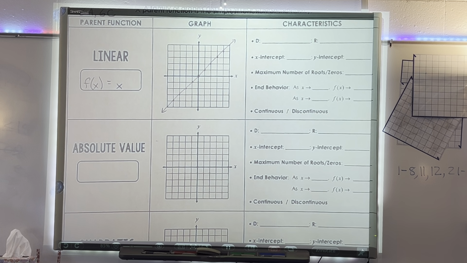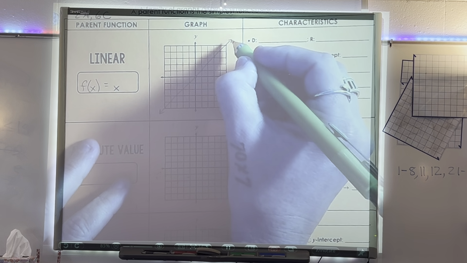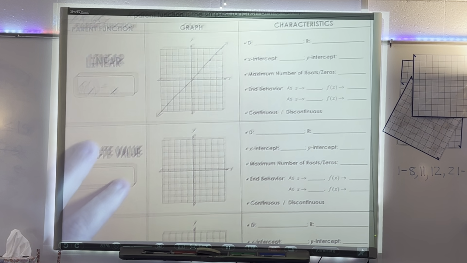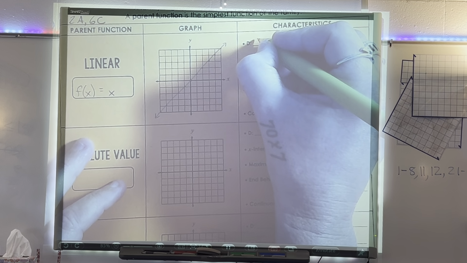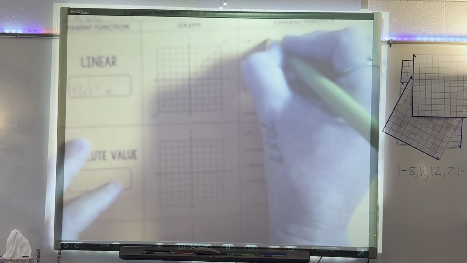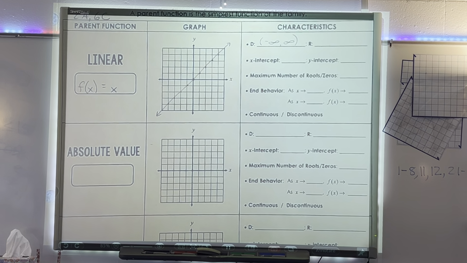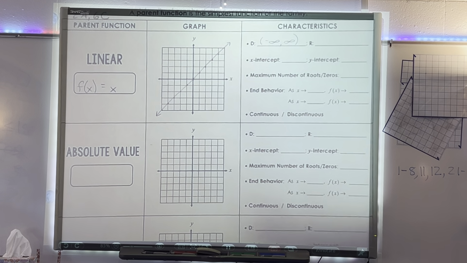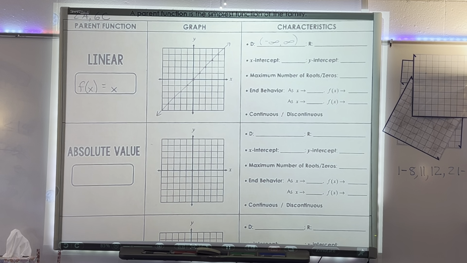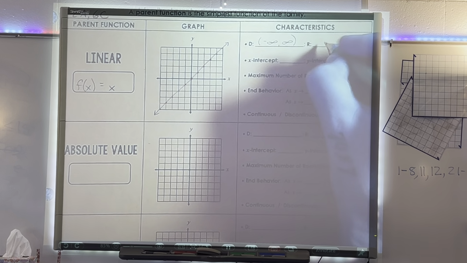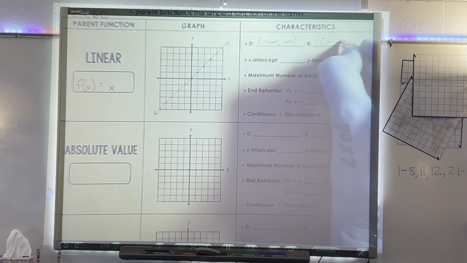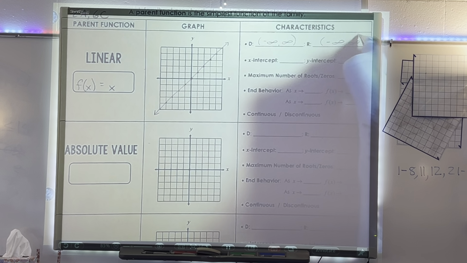Alright, so if we are looking at the domain, that would be all your x values. We've got arrows going in both directions, so your domain would be negative infinity to positive infinity. A lot of times we'll write all real numbers, but when we're doing the graphs and filling this stuff out, which you'll do a lot this year, be sure to write those as negative and positive infinity. The same is true for your range here.